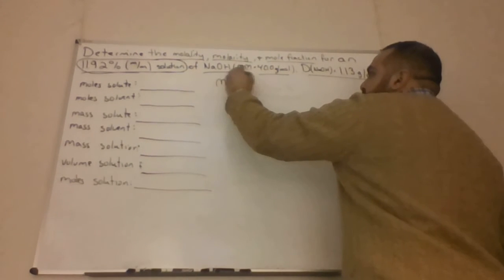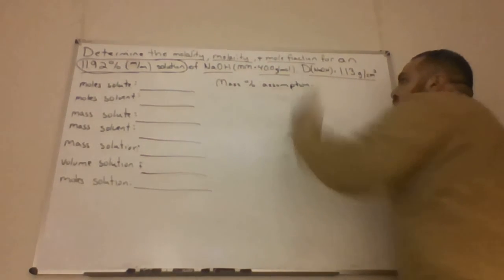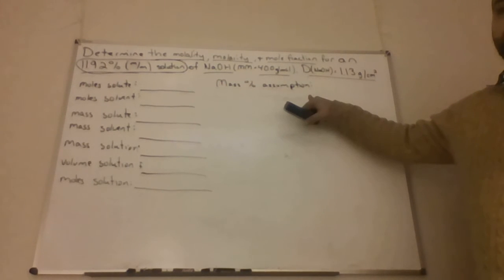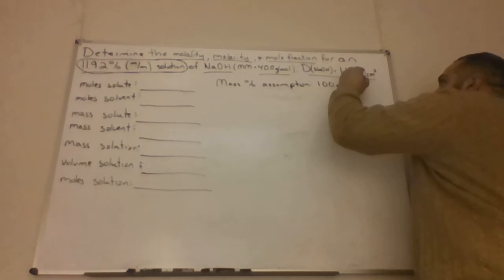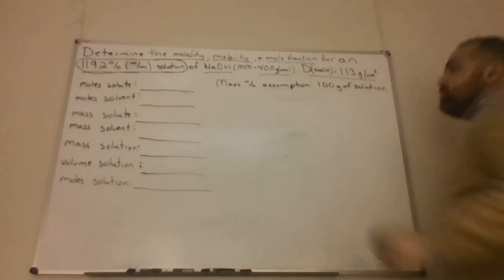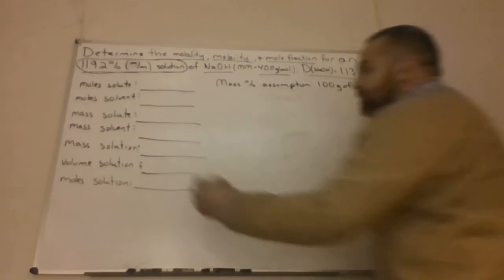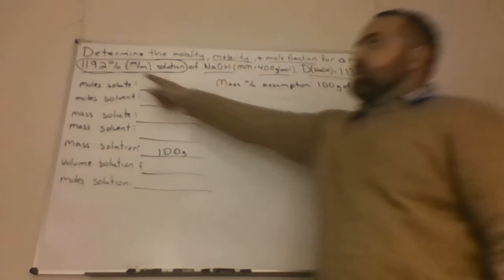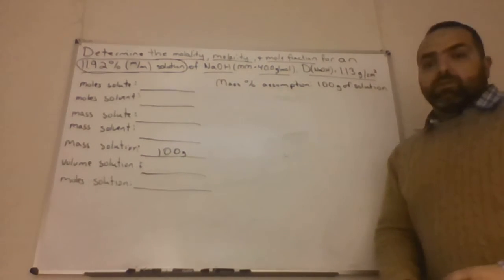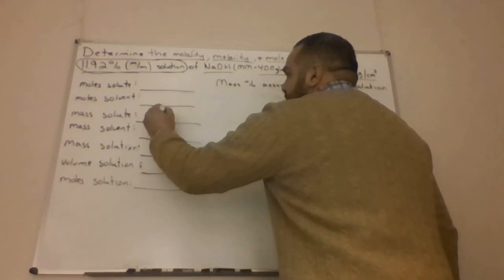mass percent assumption. So mass percent assumption is 100 grams of solution. So when we're given mass percent, we assume 100 grams of solution. And if we know it's 100 grams of solution, we already know our mass of solution is 100 grams. Since it's an 11.92% solution of sodium hydroxide, we know the mass of solute, 11.92.